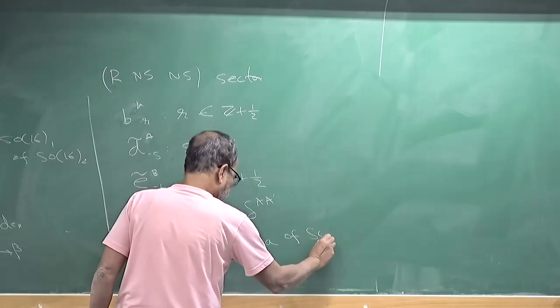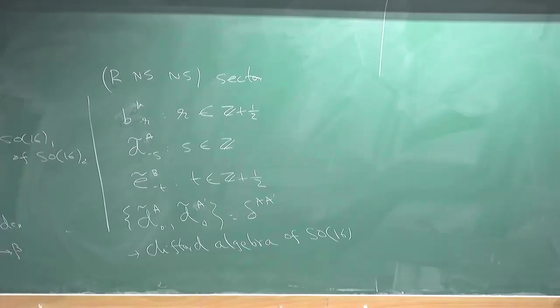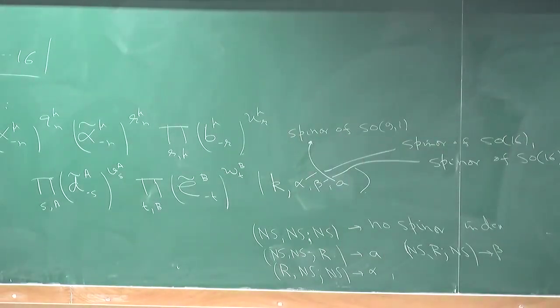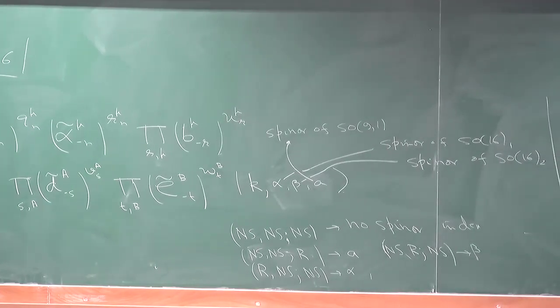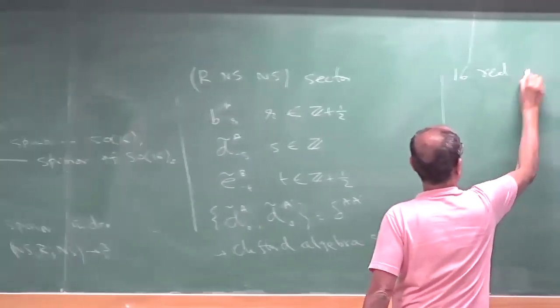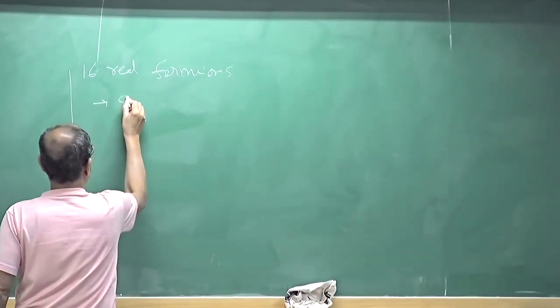Of SO16, right? Because A runs over 16 values. And then when you construct the ground state, it will be a spinor of SO16. Is that clear or not clear? The way you do it is that you take the 16 fermions and make them into complex fermions, right? 8 complex fermions. So we combine 16 real fermions into 8 complex fermions.